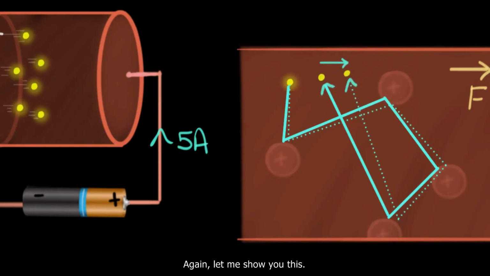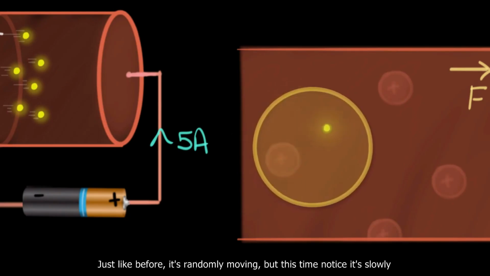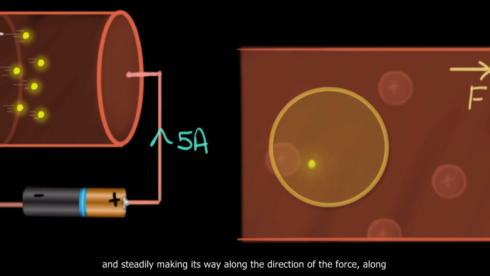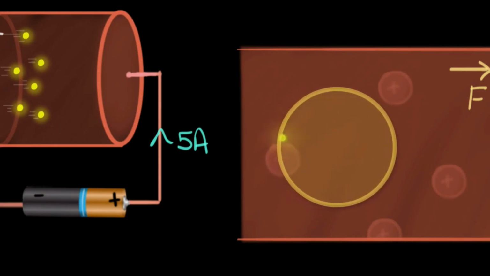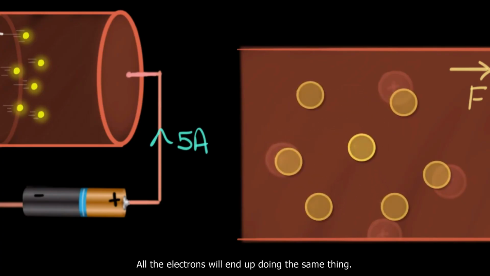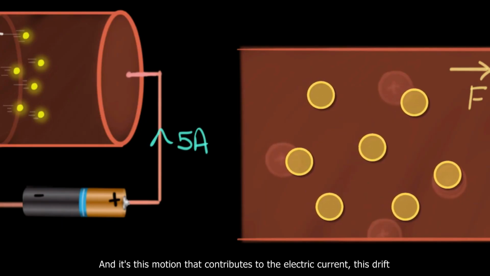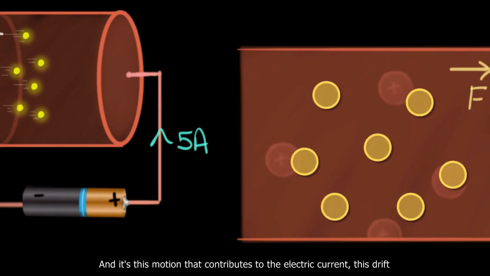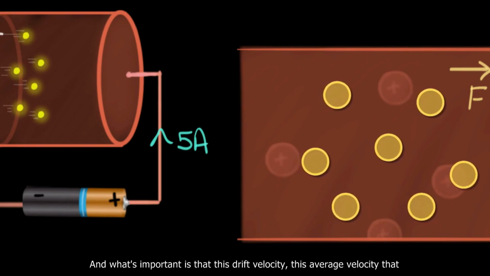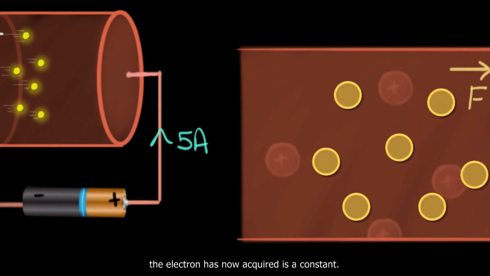Again, let me show you this. Just like before, it's randomly moving, but this time notice it's slowly and steadily making its way along the direction of the force, along the conductor. We like to say the electron is now drifting. All the electrons will end up doing the same thing, and it's this drift motion that contributes to the electric current. And what's important is that this drift velocity, this average velocity that the electron has now acquired, is a constant.